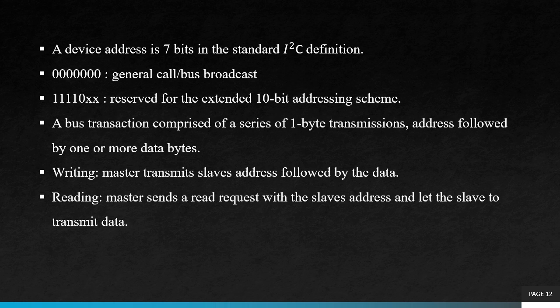A bus transaction is a series of 1-byte transmissions. That is, if a master wants to write to a slave, it transmits the slave's address followed by the data. First it transmits the address, then it transmits the data. So the address will be 8 bits, and each data will be sections of 8 bits. For a reading operation, since a slave cannot initiate a transfer, the master must send a read request with the slave address, and then the slave will transmit the data. Therefore, a bit after the 7-bit address is reserved to indicate whether it is a read operation or a write operation.